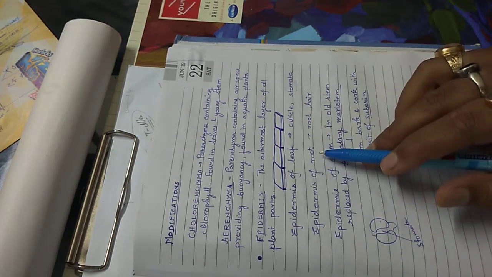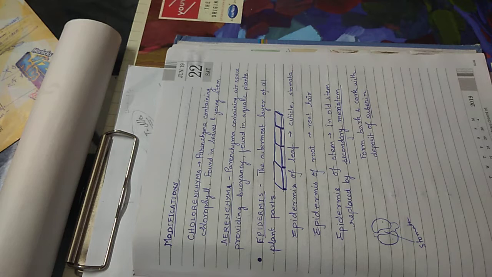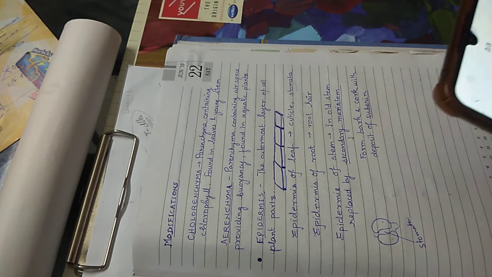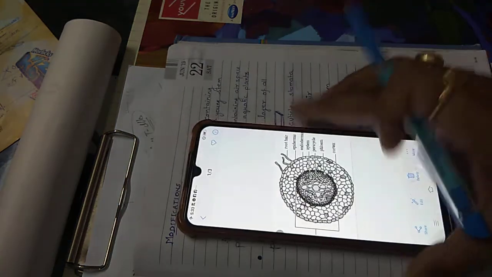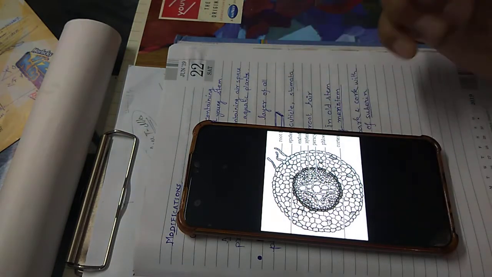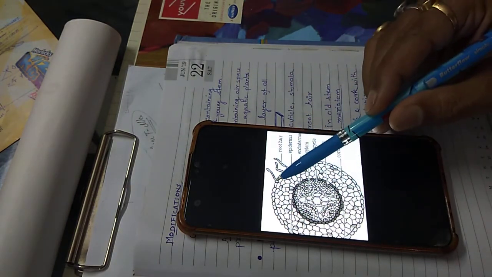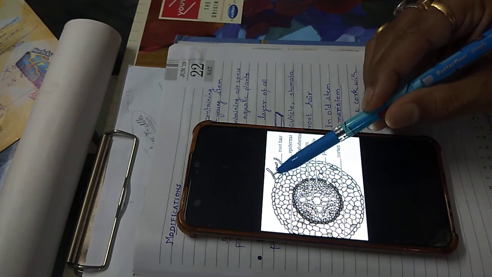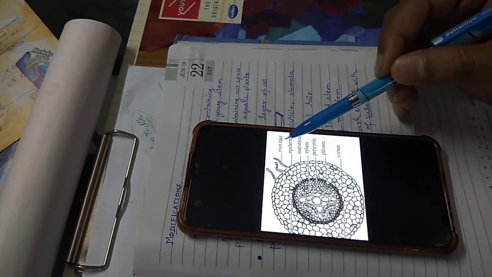Next we come to the epidermis of the root. Roots have very fine hair-like structures which are called root hairs. So what are root hairs made up of? Let us have a look here. There's another diagram which shows the cross section of a root. If you take a cross section of a root, you'll find that the epidermal cells have fine extensions, and these fine extensions are called root hairs.